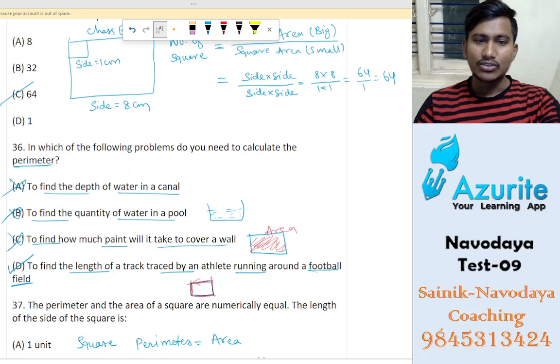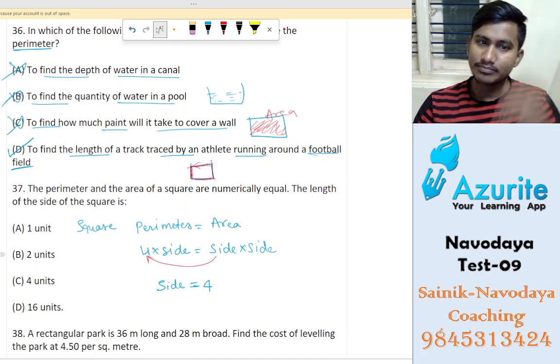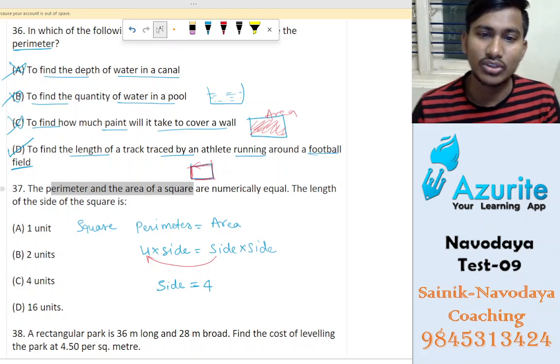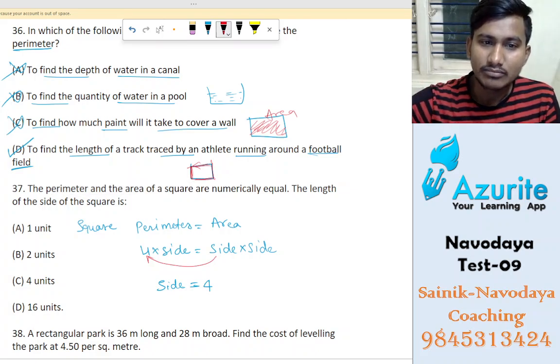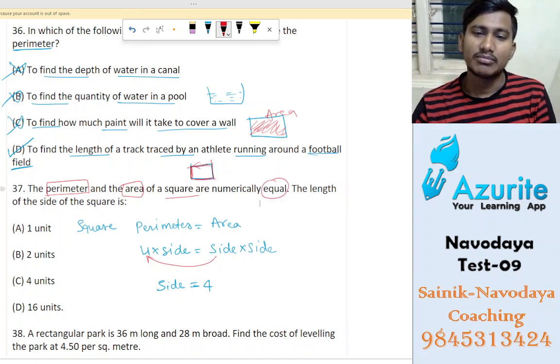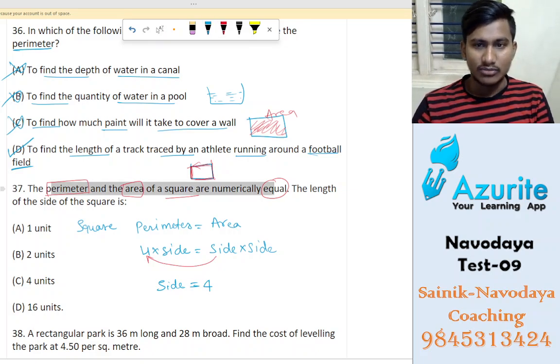Easy. So now let's go to the next. That is question 37 here. The perimeter of a square and its area are equal. What are they telling? Perimeter and area of the square are equal. Okay. So then what will be the length of the side? We have to find it.